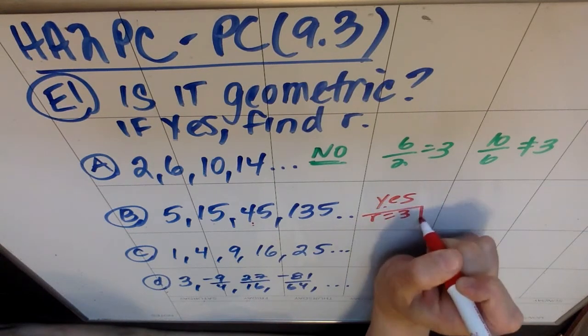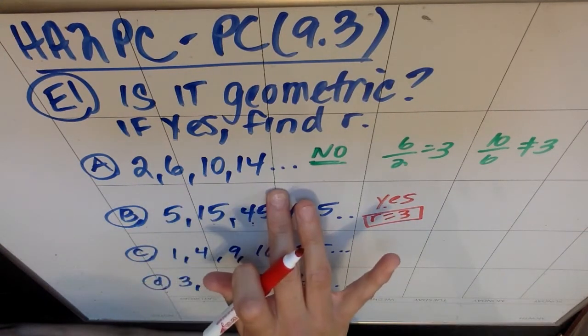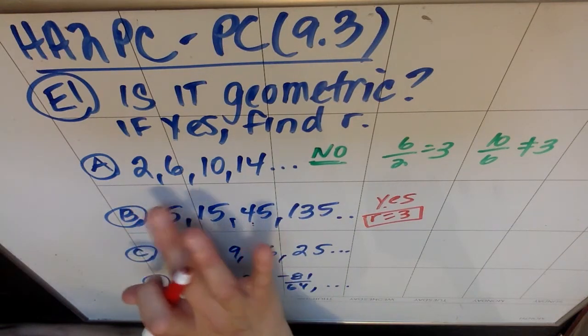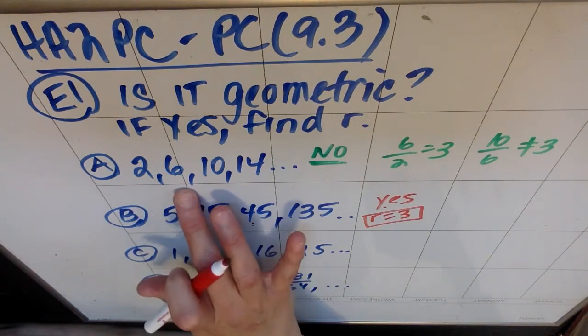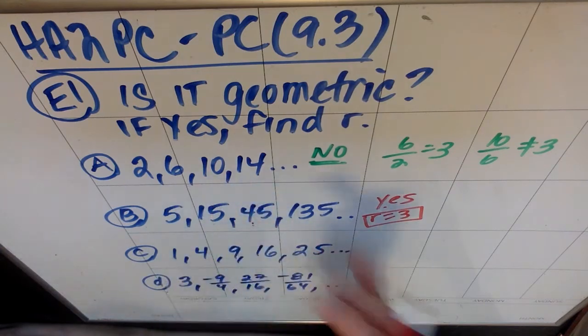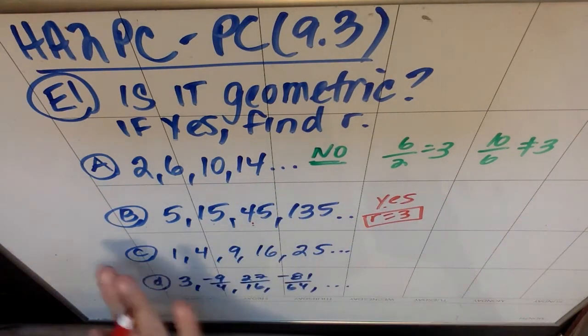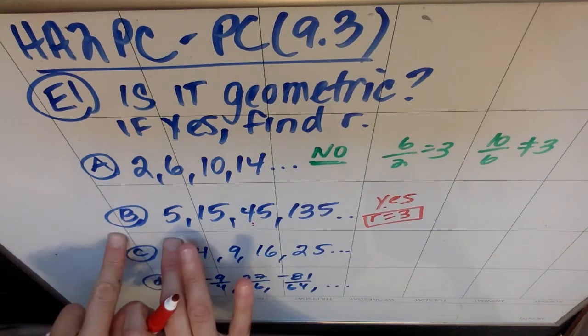Sorry, I said a D like it was arithmetic, which, by the way, A was arithmetic, right? Going back, A is not geometric, but A is arithmetic with a common difference of 4. 2 plus 4 gives you 6, plus 4 gives you 10, plus 4 gives you 14. So for the record, A was not geometric, but it was arithmetic. So B is a geometric sequence.